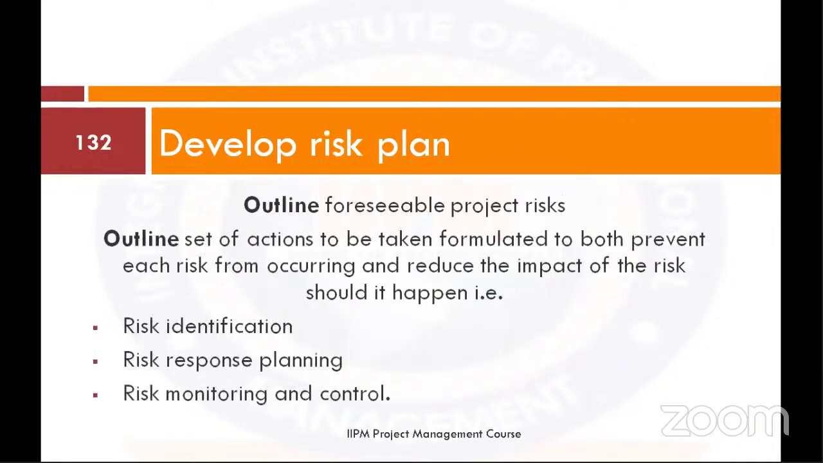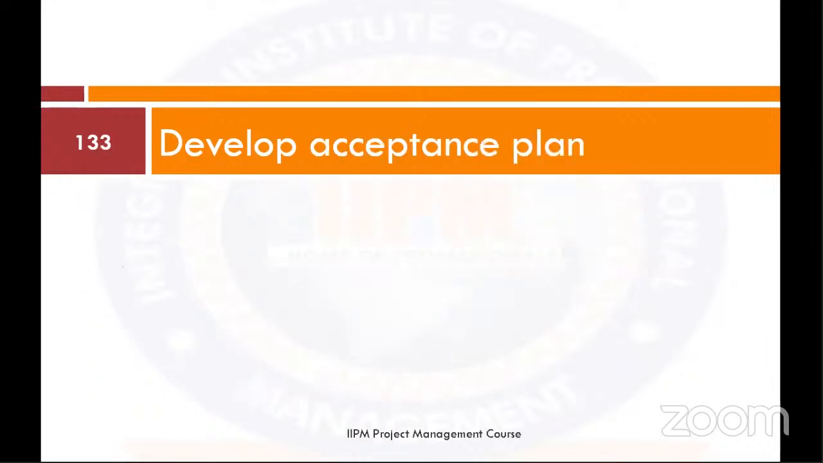Then the next one is your risk plan. What will be your plan on risk identification? How do you identify risks? How do you respond to risks? And then how do you monitor and control risk? All of this should be stated categorically in your project plan.